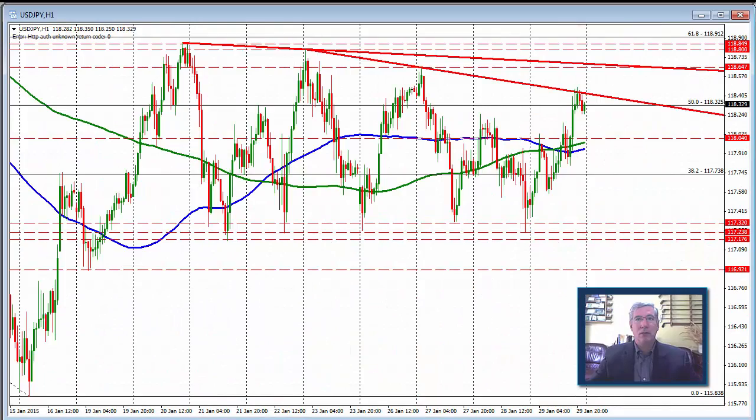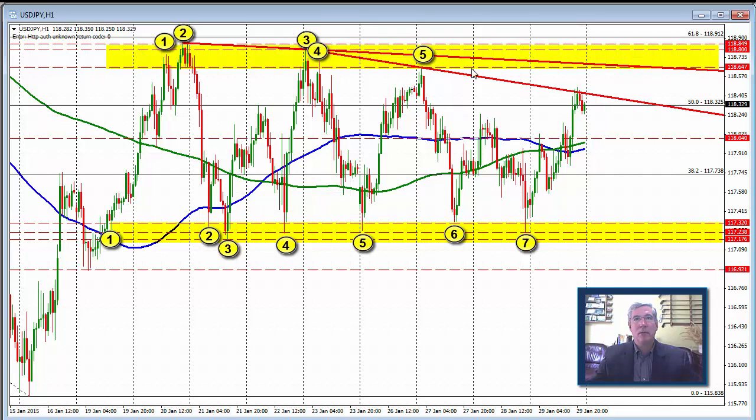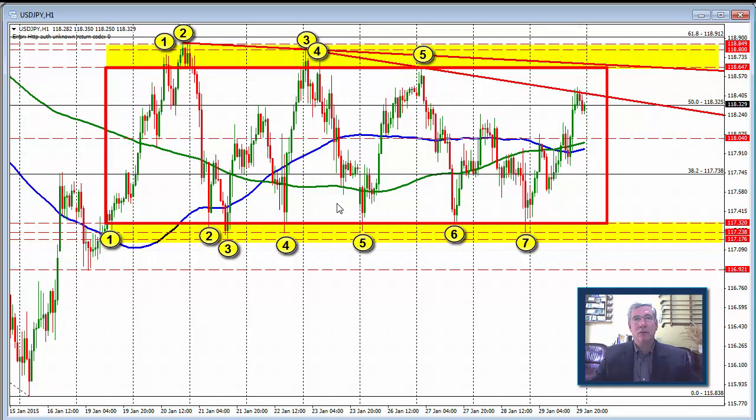Let's take a look at the dollar versus yen, and this currency pair has been up and down and up and down. And down at the bottom we have this area right here where we have a number of different lows coming into play, and on the top side we have this area right here. We have a number of different highs coming into play. And in between is where most of the value has taken place in trading this week.